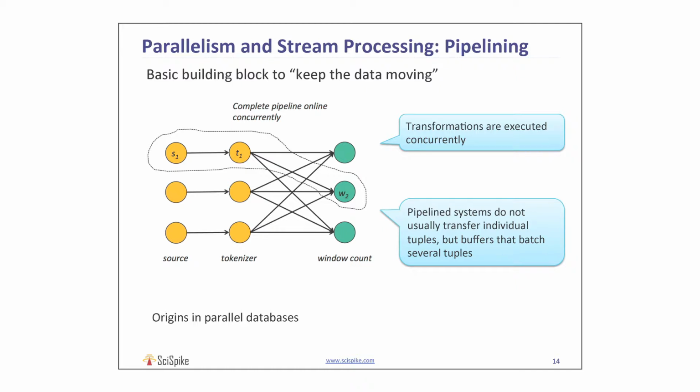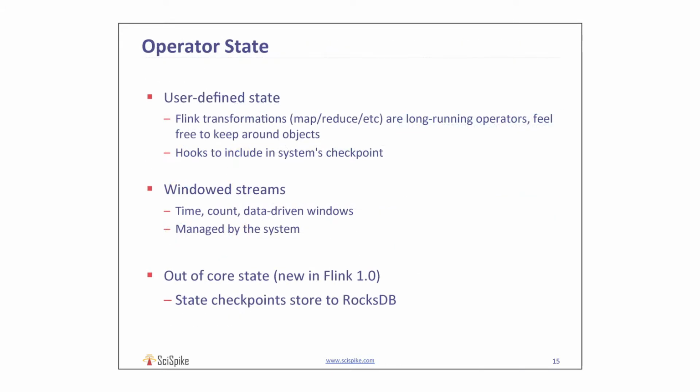And conceptually, events are moving individually. In practice, you typically have groups of these elements that are moved together in order to improve the throughput. And this is something that we have seen in parallel databases some time ago. We have the state for each of the operators that is doing the processing. And these transformations are going to match to steps like map, reduce, and so on.